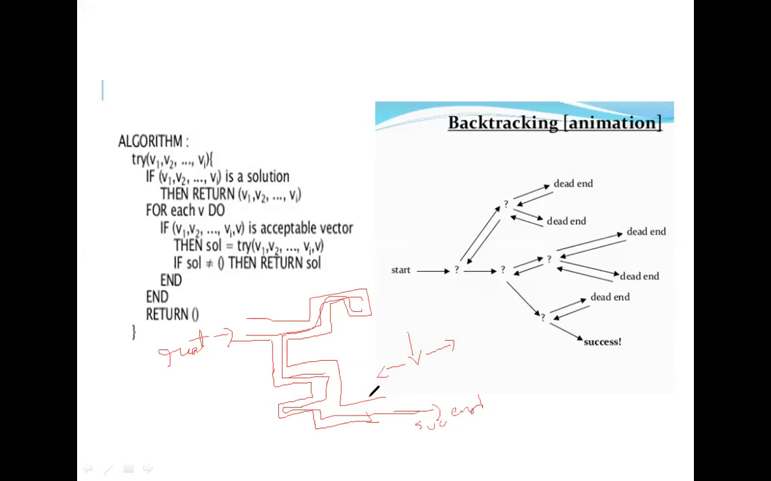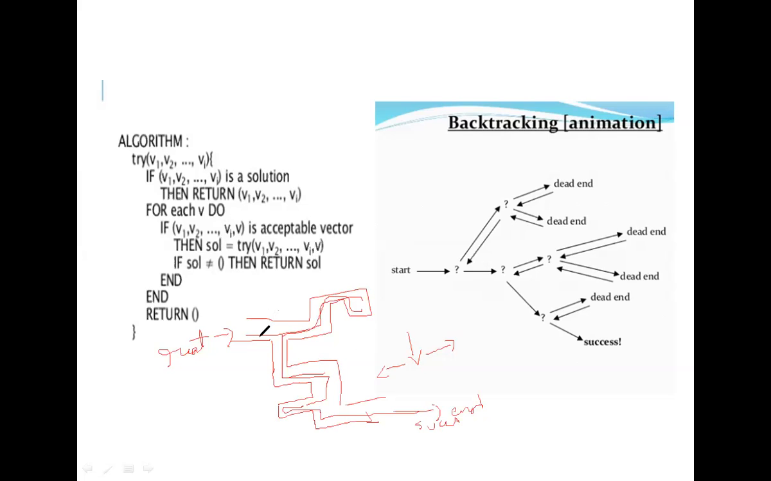So this is what we call backtracking. It is the approach in which we try to find a solution using all possible options. So here is one option, here is another option. We have to find the solution for all options. Okay, so this is the algorithm for backtracking.